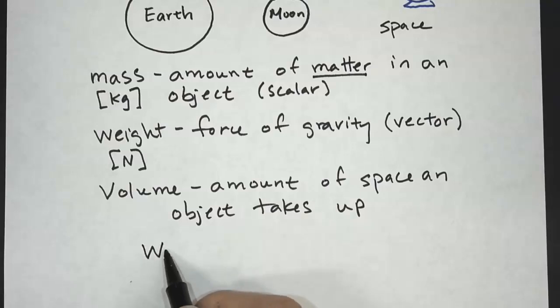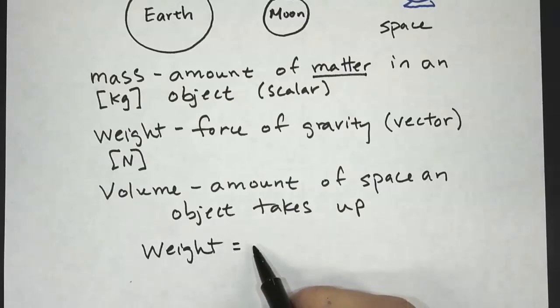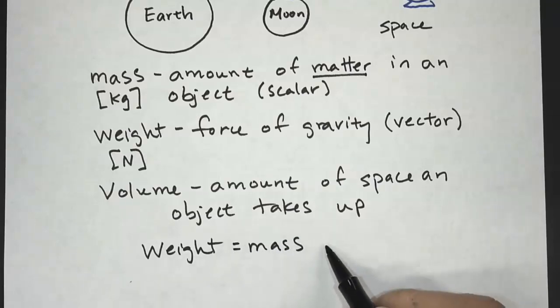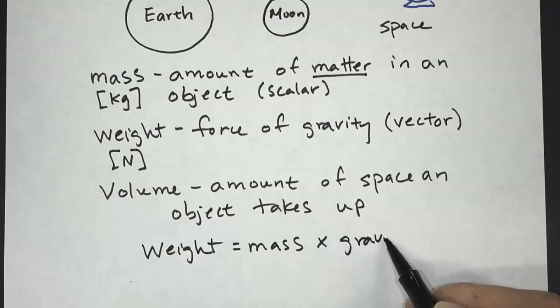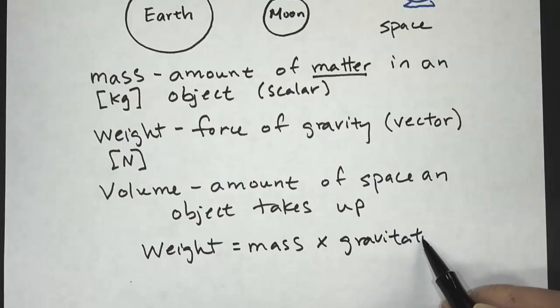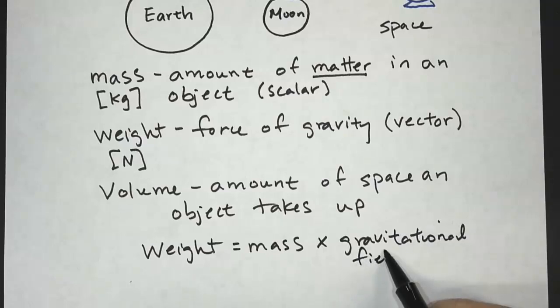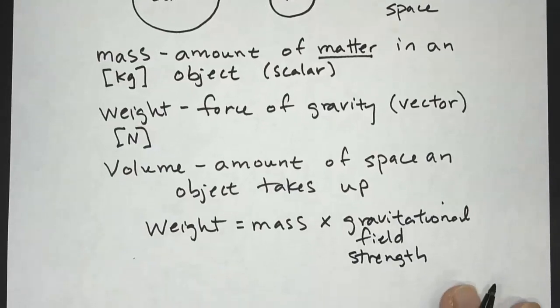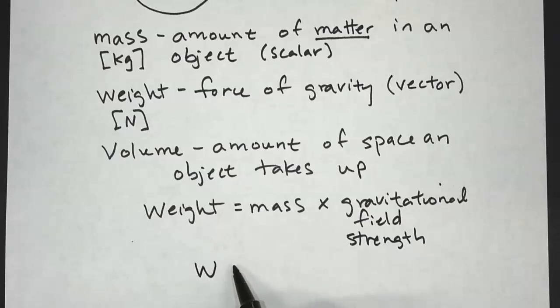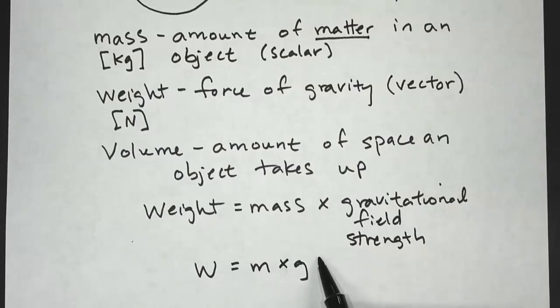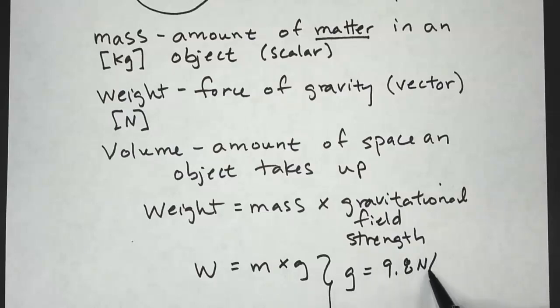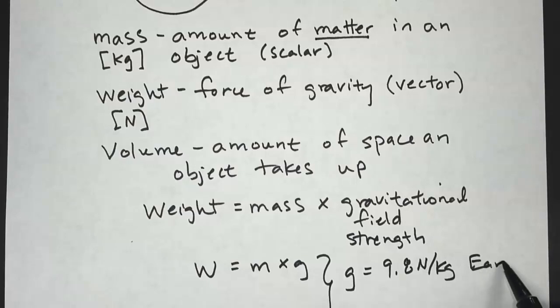So weight is related to the mass in that weight is equal to the mass times the gravitational field strength. We can shorten this by writing it using abbreviations. The weight is equal to the mass m times g. And g on Earth is 9.8 newtons per kilogram. So that's on Earth.